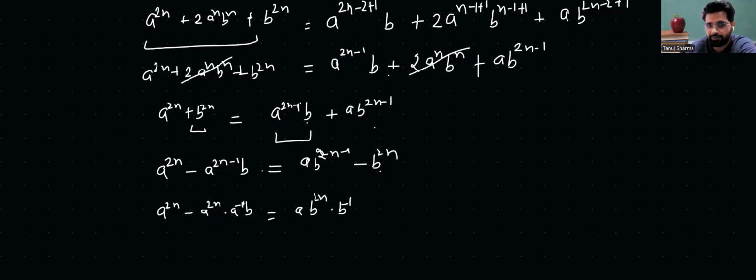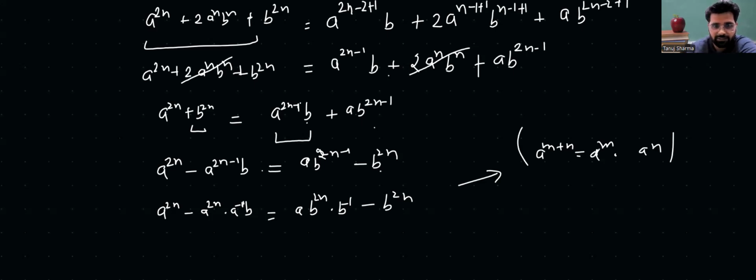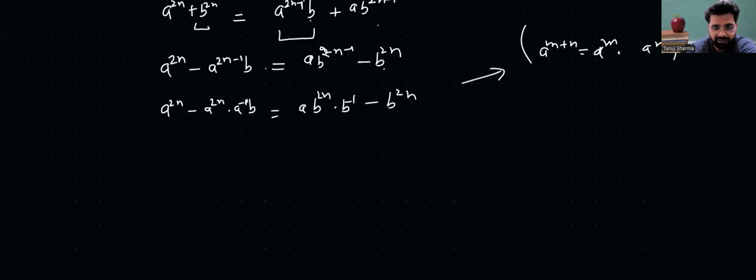If a raised to power m plus n, then this is equal to a raised to power m times a raised to power n. So we can also break the part. So now the common is a raised to power 2n. So the remaining one is b by a. Why b by a? Because a raised to power minus 1 is 1 by a.